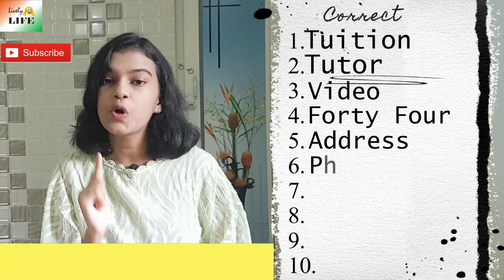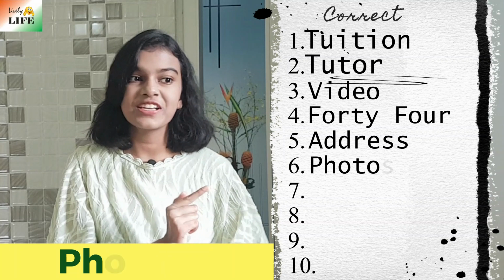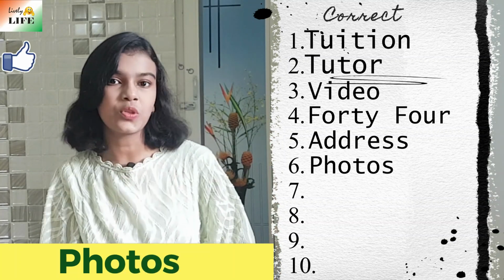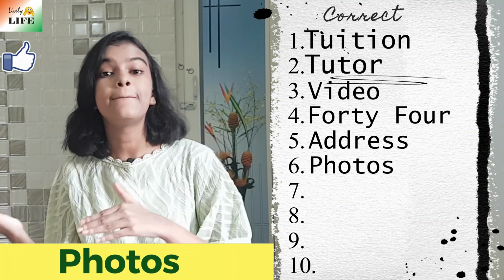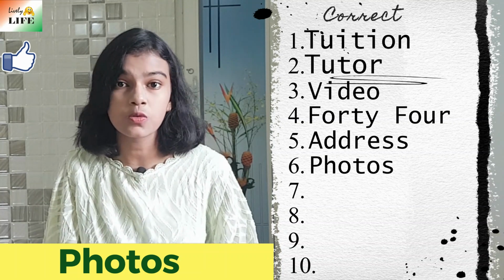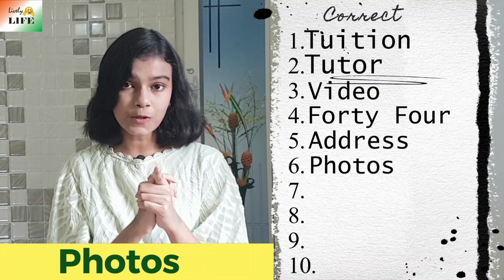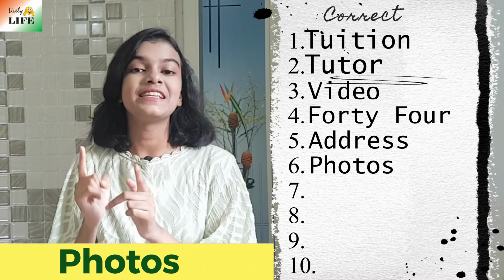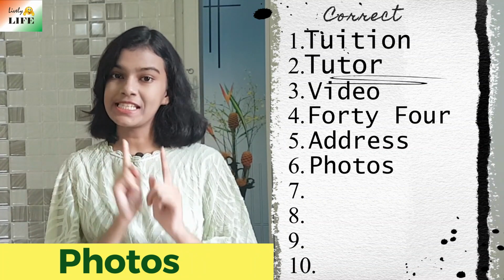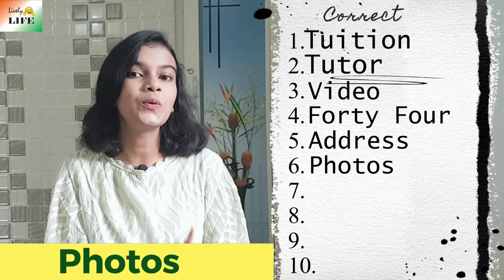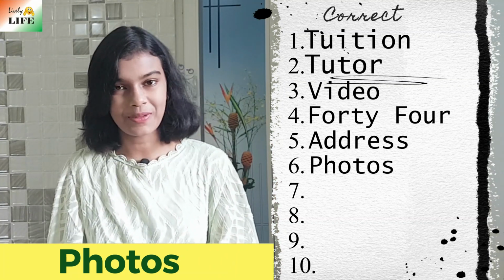P-H-O-T-O-S. For example, mango ends with O and we add ES, mangoes. What is the spelling of mangoes? M-A-N-G-O-E-S. Right. But photos is an exception. It is P-H-O-T-O-S. No ES. Remember this.